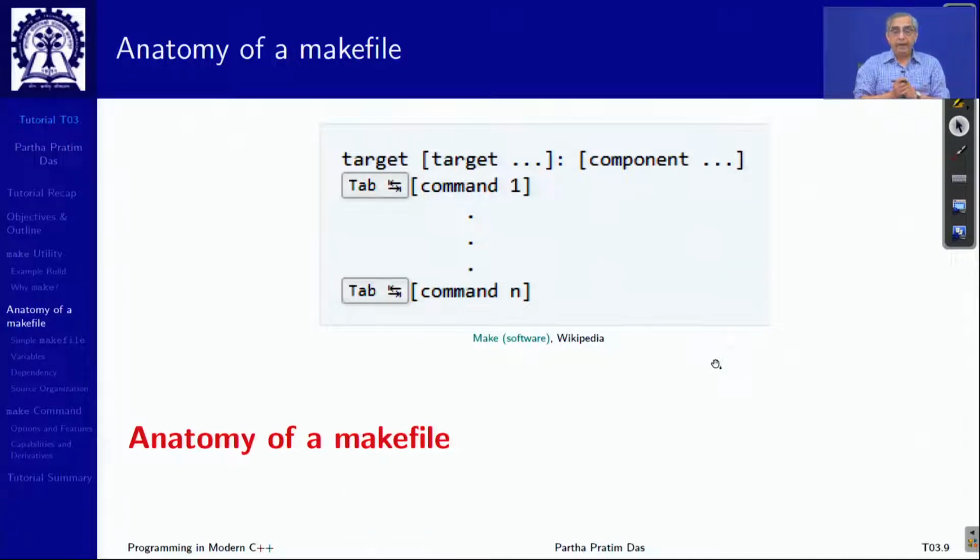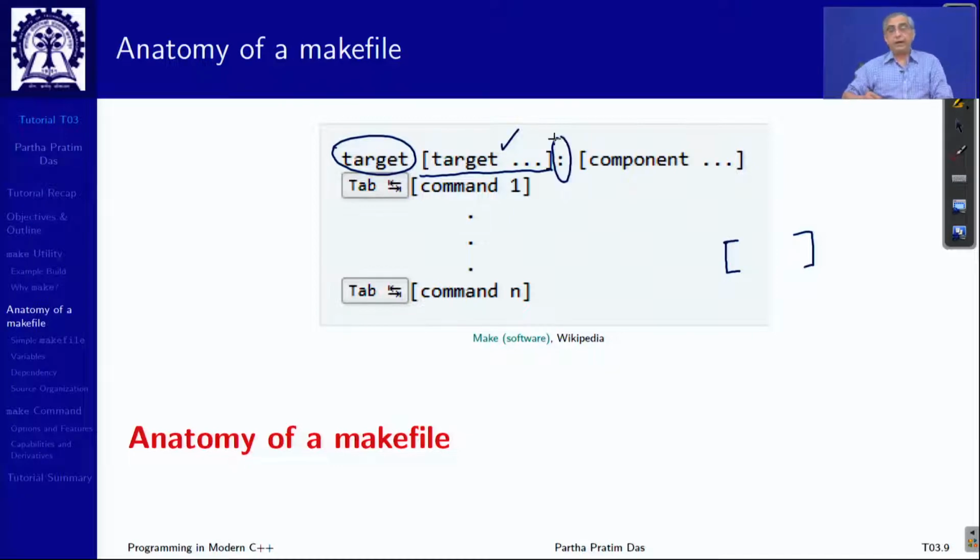So, how does a makefile look like? The anatomy of a makefile is somewhat like this: there are what is known as targets. A target is something which you want to create by doing the make, and there could be multiple targets. Here, when we write something within square brackets, it means that it is optional. I may have it once or I may not have it at all. So, there has to be at least one target, that is why the first target does not have the bracket, but there could be multiple targets.